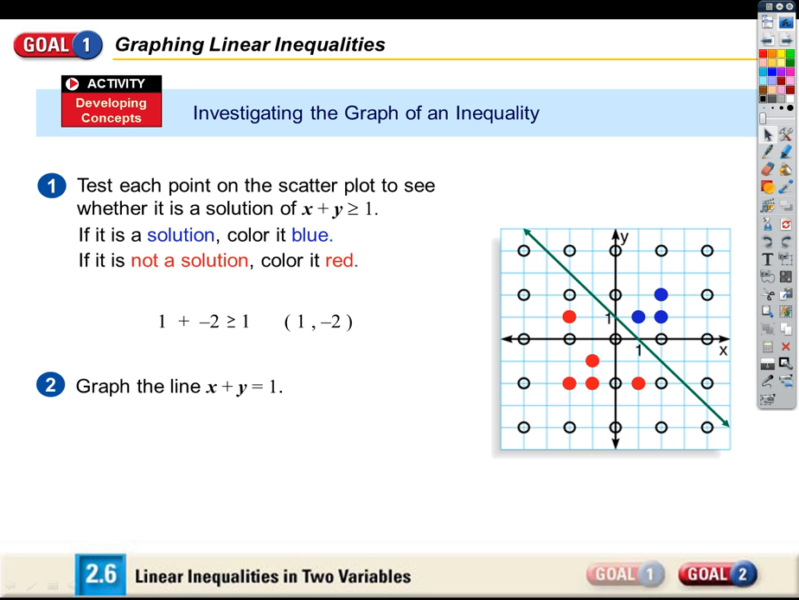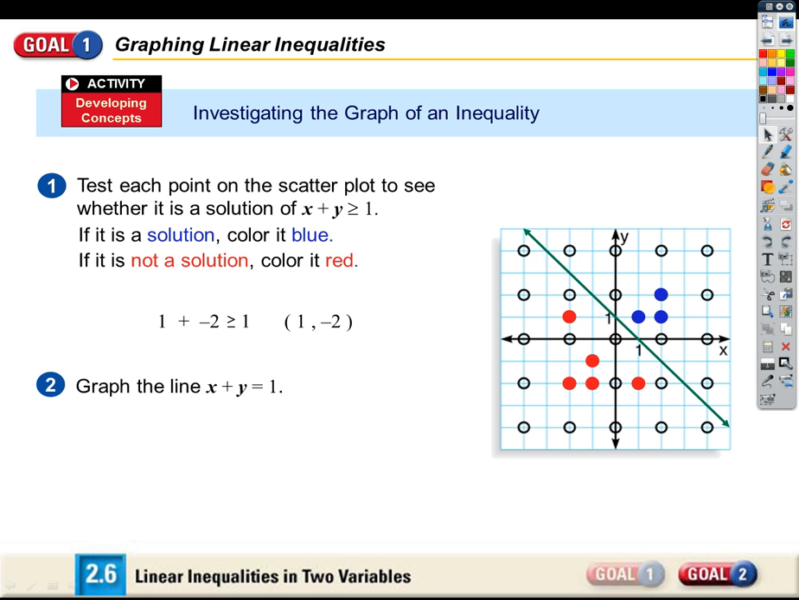Okay, good. So if I let x equals 0 to find the y-intercept, I get y equals 1. If I let y equals 0 to find the x-intercept, I get x equals 1. So my intercepts are at 1, 1, right? Connect and extend. Well, there's the line x plus y equals 1.